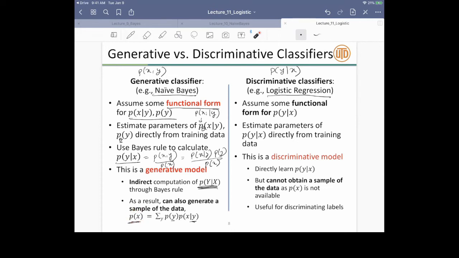So the application of this is that if we use a generative model, we can actually generate data with this model. We can generate features as P of x.